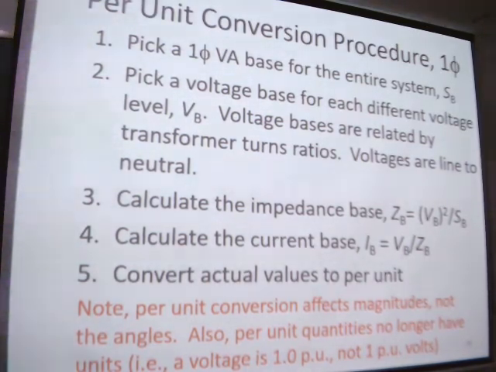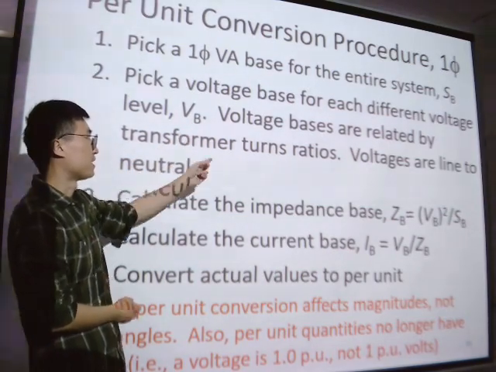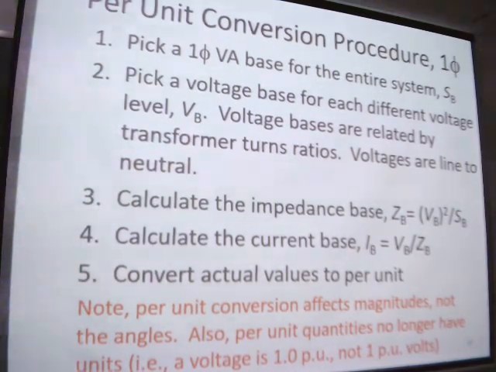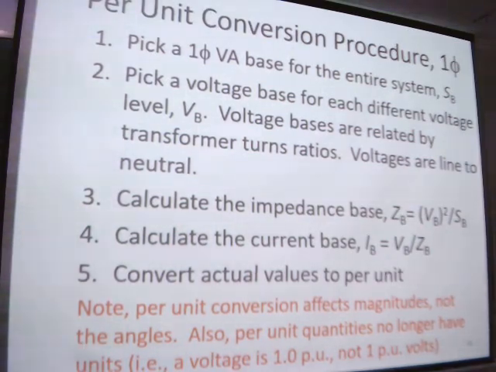So the second step, we need to pick a voltage base for each voltage level, okay? The voltage level base VB. The voltage bases are related by the transformer turns ratios, okay?